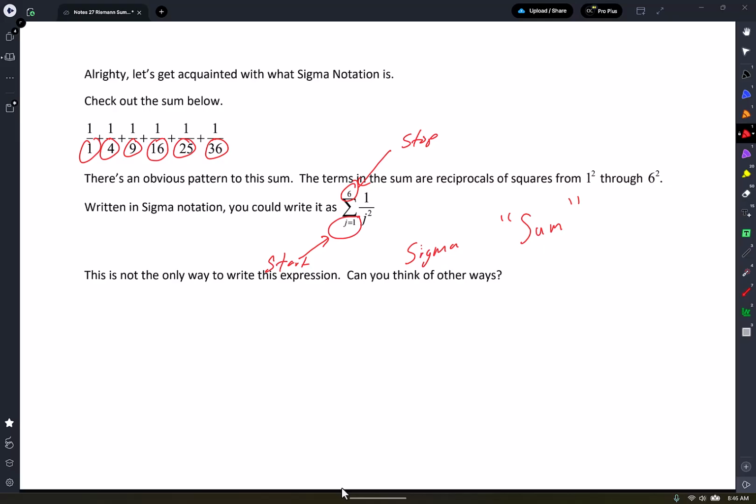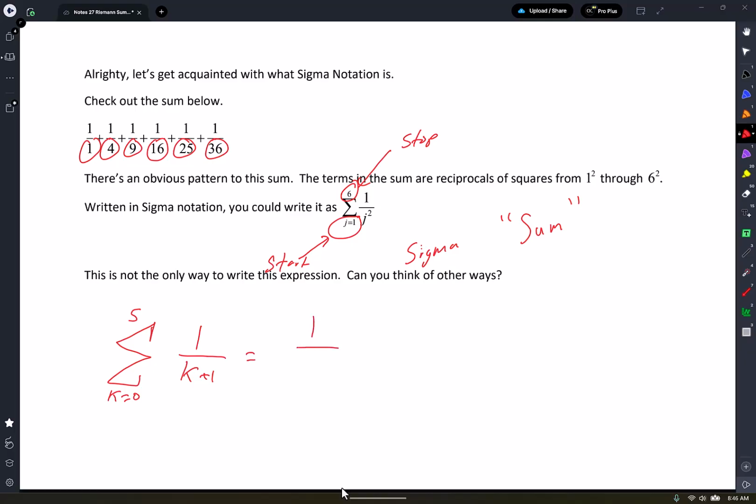So that is not the only way to write this expression. Can you think of other ways? Yes, you could have done this. It doesn't have to be the letter J. It could be any letter, but usually it's I, J, or K. So I'm going to write K. K equals 0. And if I start at 0, then I have to do this, 1 over K plus 1, squared. And if I start at 0, then I'm going to go all the way to 5.